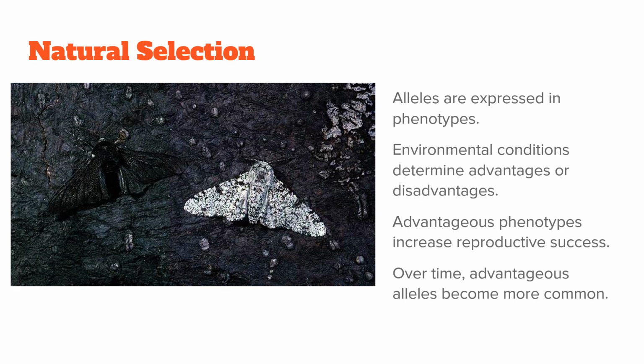Natural selection acts when certain phenotypes, or the traits we can see, make individuals more likely to survive and reproduce. For example, darker colored moths had an advantage in polluted environments, while lighter colored moths were favored once pollution declined. Over time, the advantageous alleles become more common in the population. This is evolution with a direction. Traits that fit the environment are more likely to persist.